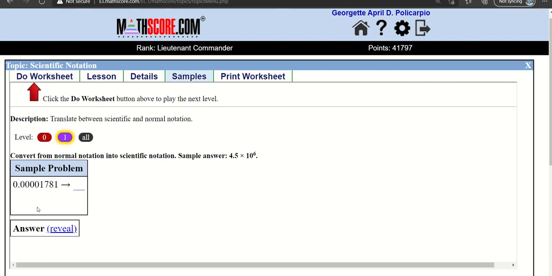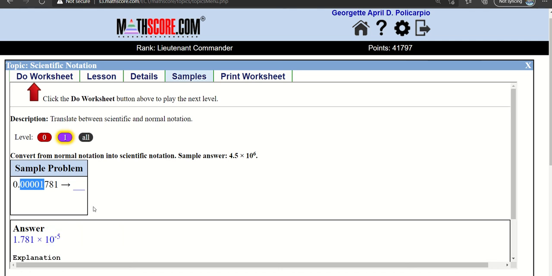Next. Another. For this one, place the decimal point after the first non-zero digit. So, it's 1.781. 1.781 times 10 to the, bilang mo na lang to. Dahil ang whole number mo ay 0, it will be negative 5.